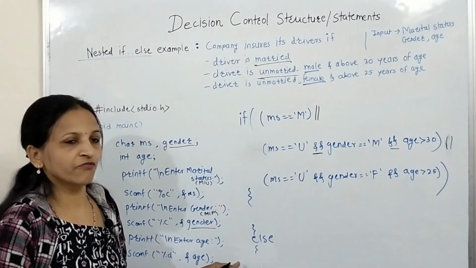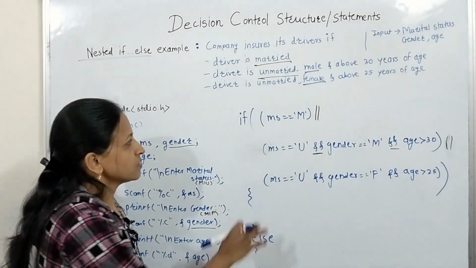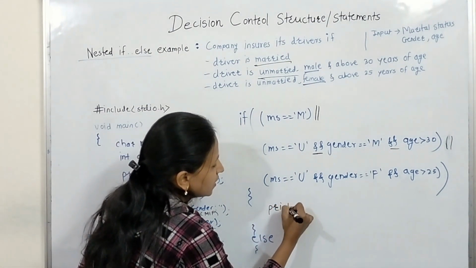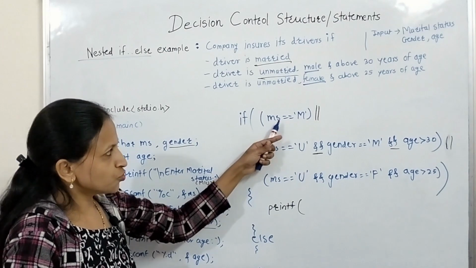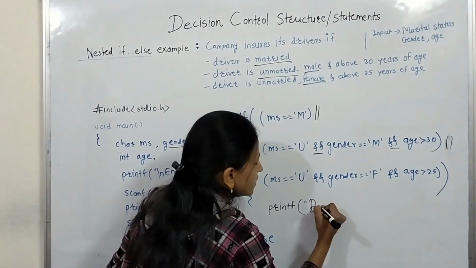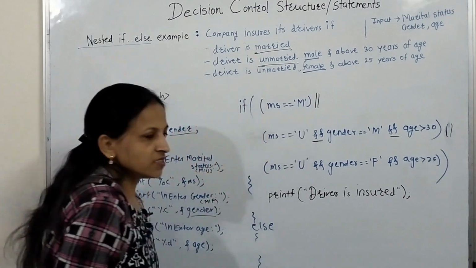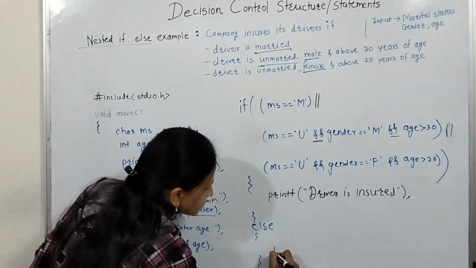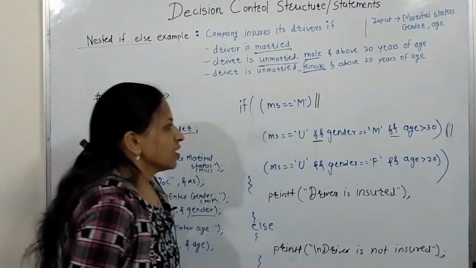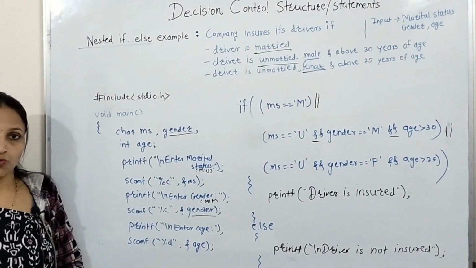Means this single if else block also we can use for doing the same thing with the help of logical operators. If this is true, then we have to write like this: printf, means this should get executed. Like in all these cases, means this one is true or this one is true or this one is true, then we can definitely say that the driver is insured. Otherwise, the driver is not insured. In this way, the program using a single if else we can do. Okay, the same program.